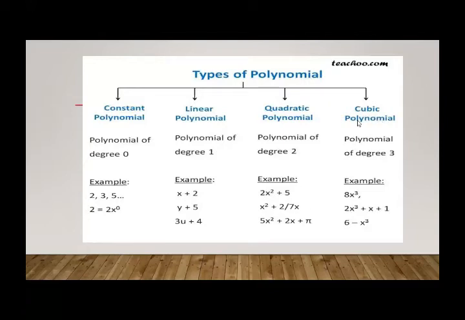The last is cubic polynomial. Cubic polynomial means the polynomial having degree 3. The examples are 8x cube, 2x cube plus 8, or 6 minus x cube. In all, we see the exponent is 3.